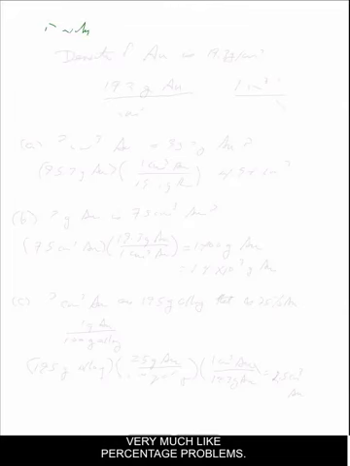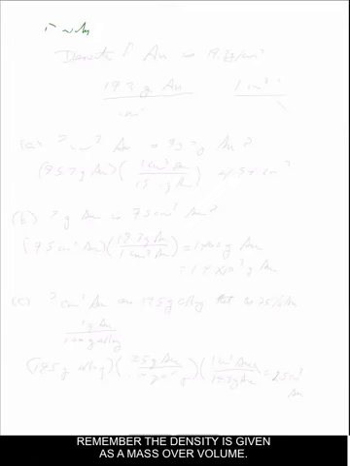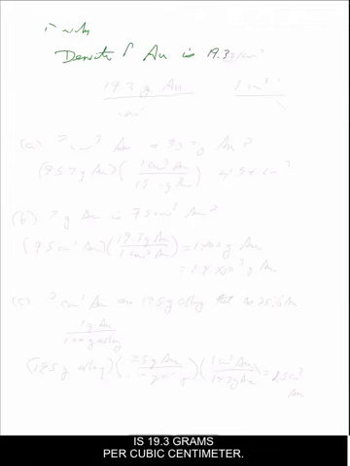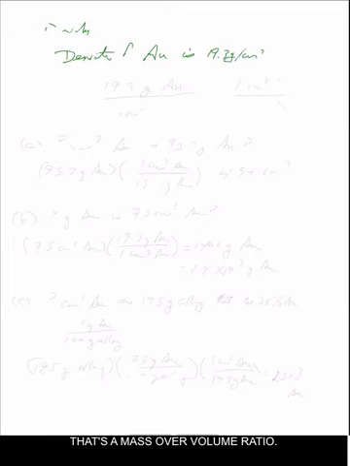Density problems can be solved very much like percentage problems. The important definition here, remember, is that density is given as a mass over volume. So if somebody were to give you a statement such as the density of gold, and Au is the chemical symbol for gold, is 19.3 grams per cubic centimeter, that's a mass over volume ratio.